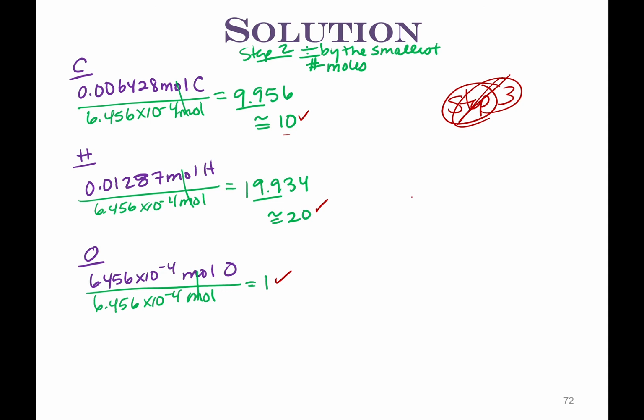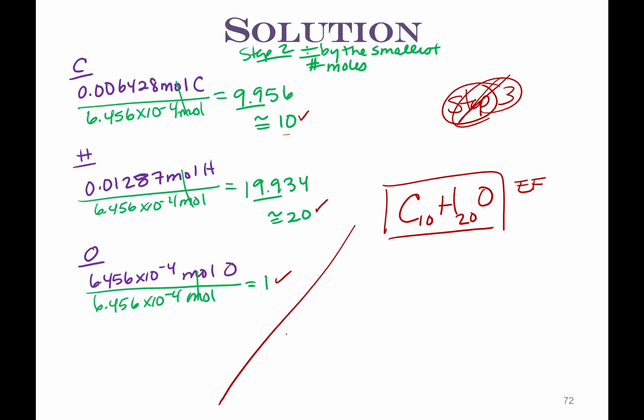So our formula comes out to be C10H20O1. Now, going back to the original question, it said determine the empirical formula, so this is the empirical formula. And then determine the molecular formula. Part 2 said determine molecular formula if the mass is 156, and that's back a couple slides. So we need the mass of the empirical formula.